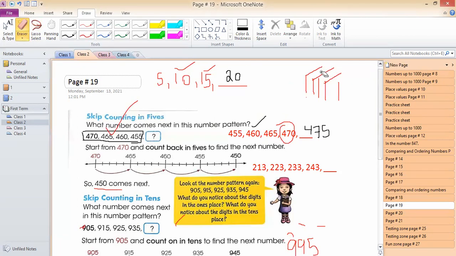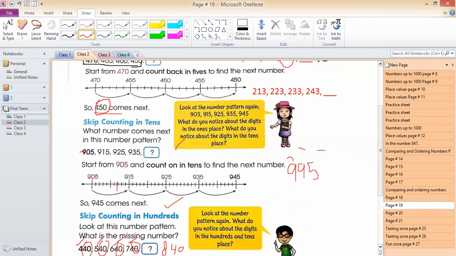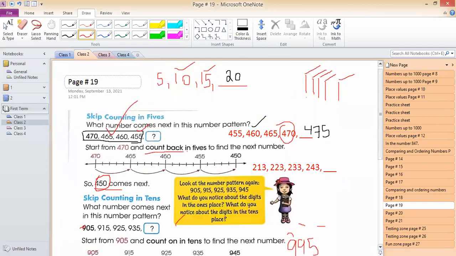So that means you are counting back in fives. In order to find out the number after 455, you will again count back in fives. Before 455, this is 454, 453, 452, 451, and 450. So the answer will be 450. This is skip counting in fives. Here you count back in fives.